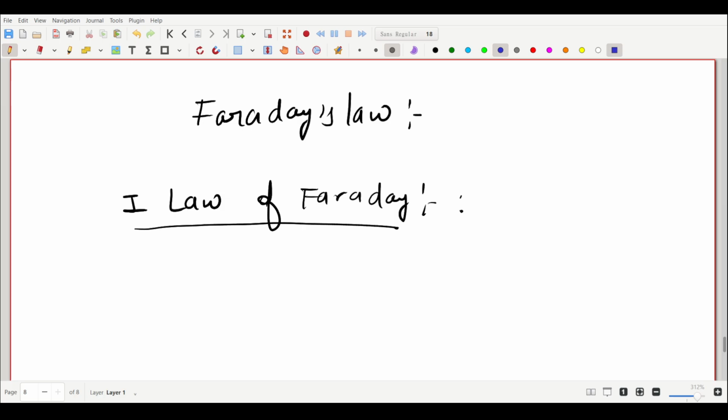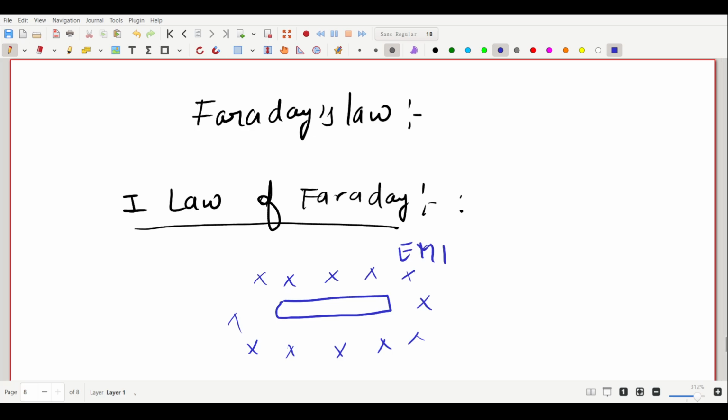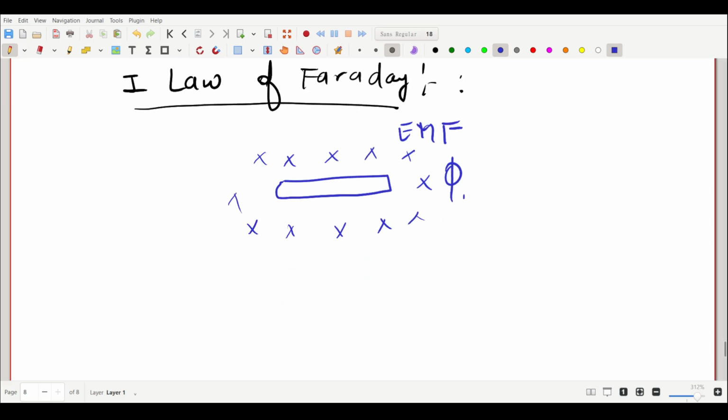So if you have a bar placed like this in a magnetic field, if flux through the bar is changing, definitely EMF is induced, but no current. There is no induced current. For induced current, you need a closed path. You form a circuit for current to flow. So EMF is there, but no current this time, if flux is changing.